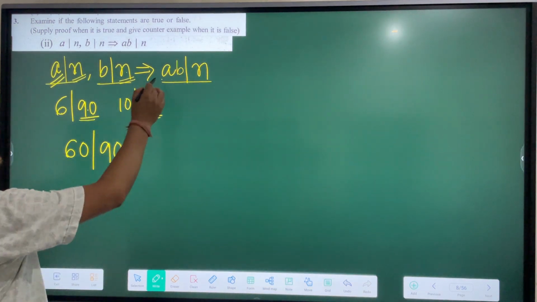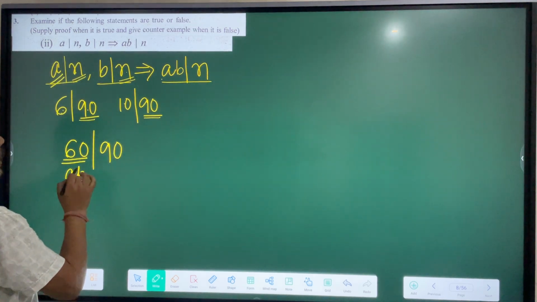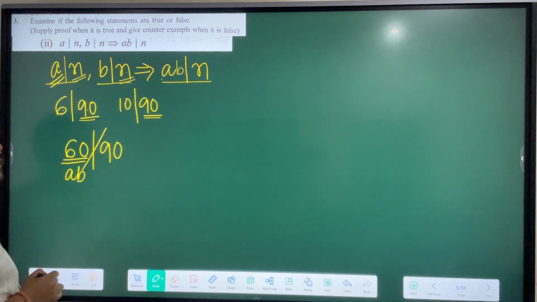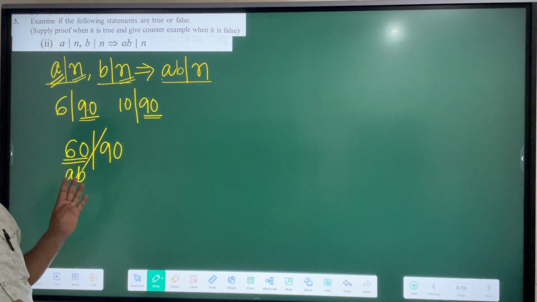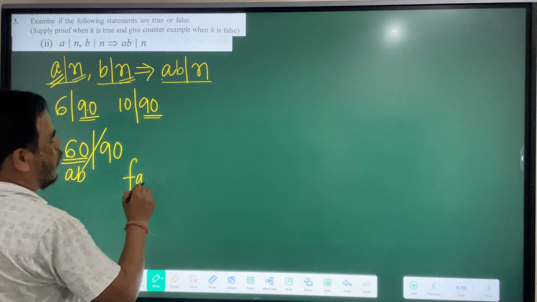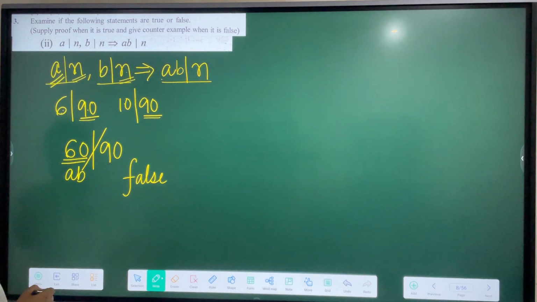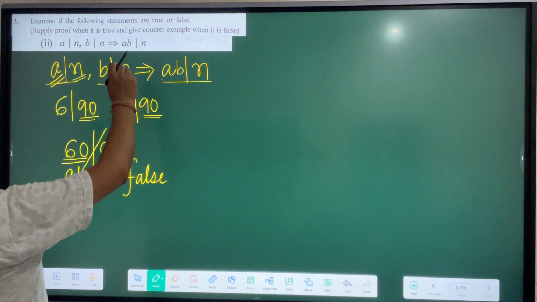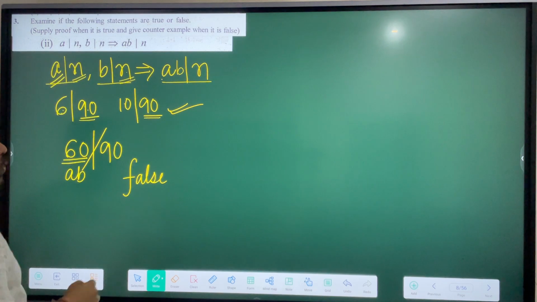But AB means 6 into 10, 60. AB doesn't divide 90. AB does not divide 90. So this is also false. I hope you understand the example. Because it is given here, give a counter example when it is false. So we have given a counter example. One more example.